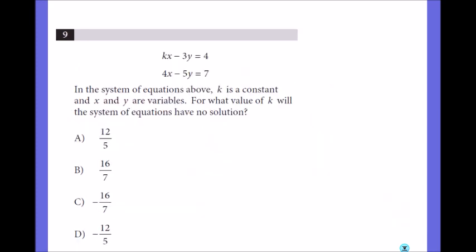Nine. If the system of equations above, k is a constant and x, y are variables, for what value of k will the system of equations have no solution? That means some of these will have the same ratio, but one will not. If it says it will have infinitely many solutions, that means they're identical. It just got tripled or doubled. So for this case, no solution means it will not make sense.